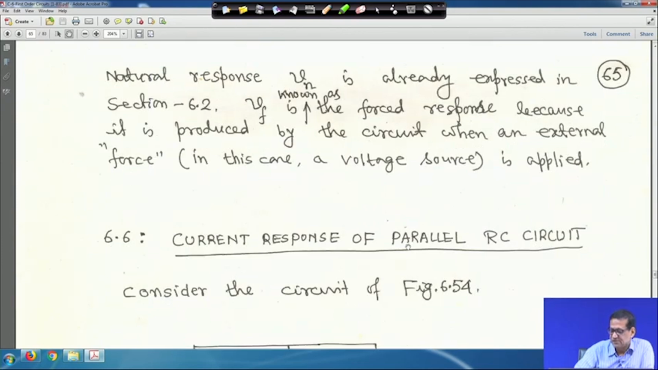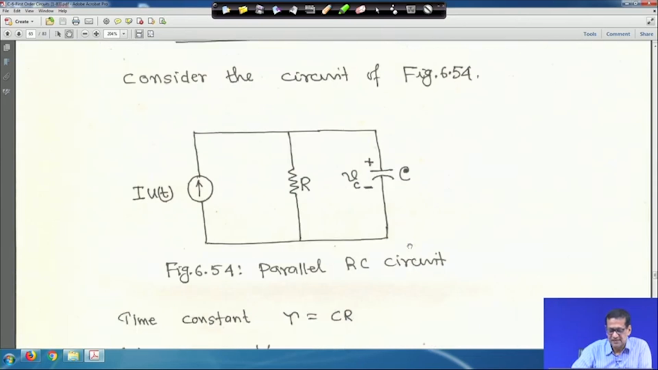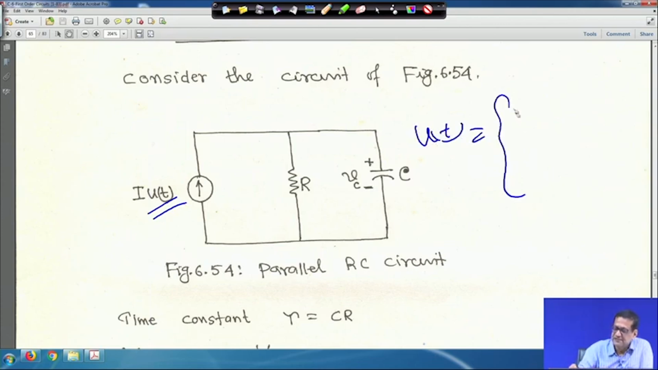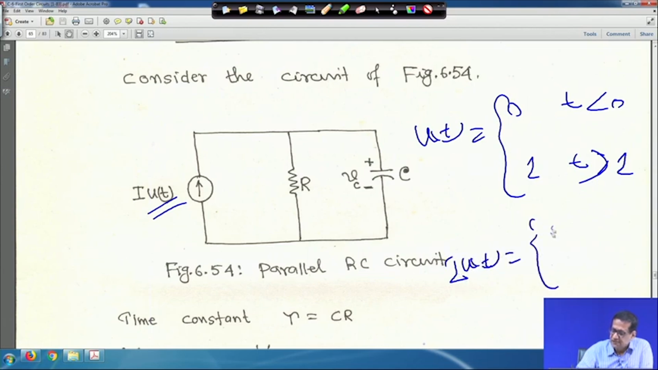Now, the current response of a parallel RC circuit. Consider that this circuit, your parallel RC circuit, has a current source. In this case also i(t) is given, and you know that u(t) is equal to 0 for t less than 0, and 1 for t greater than 0. Therefore, my i(t) is equal to 0 for t less than 0 and it is I for t greater than 0. So, a step input, and it is a parallel RC circuit.